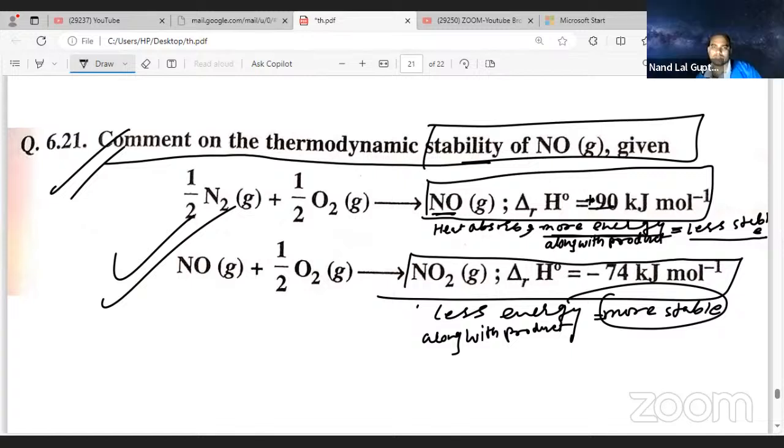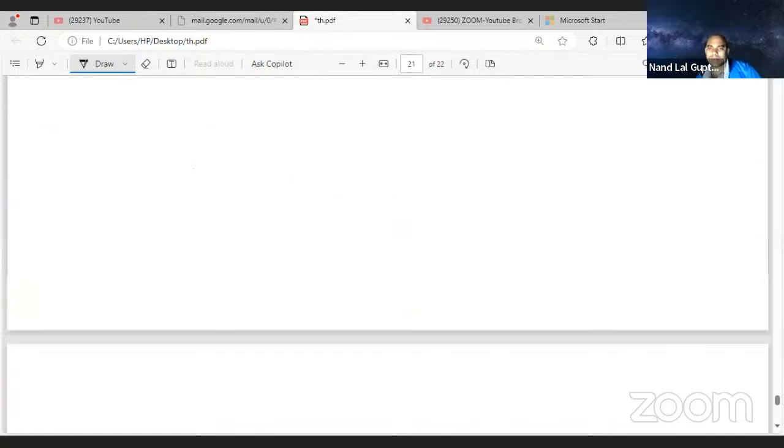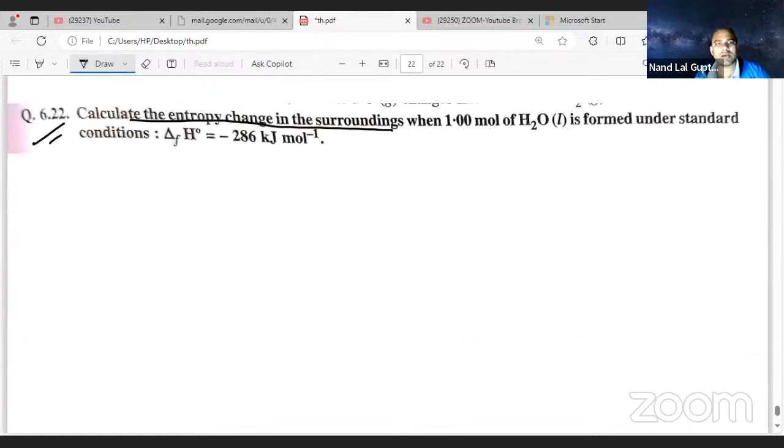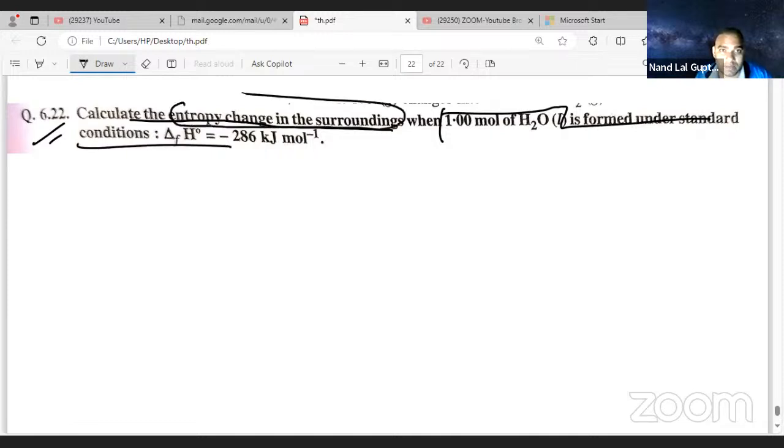I send you the answer key. You check that one once. This question, the last one: calculate the entropy change of the surrounding when 1 mole H2O is formed under the standard condition. So they are asking entropy of the surrounding. Now, it is very important, good question.